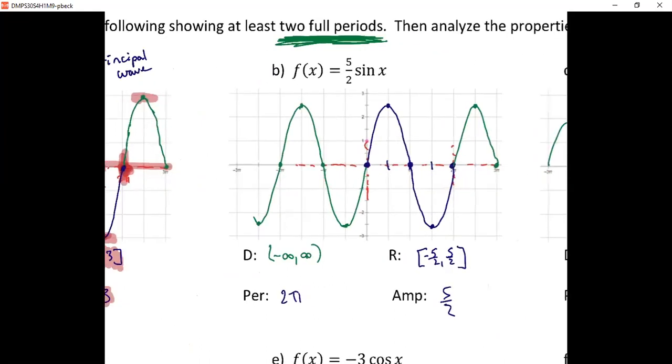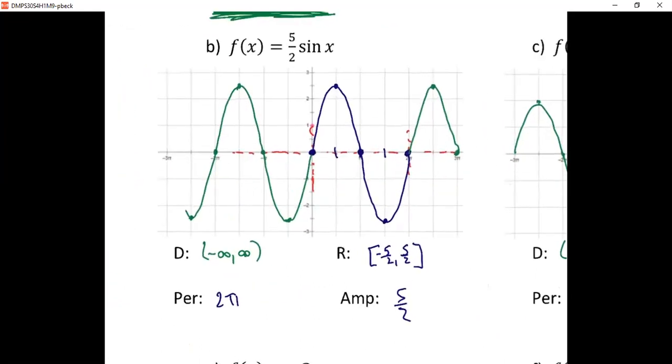Moving right along, and we're going to do this one a little bit more efficiently. Again, the first thing we're going to look for is the equilibrium. And we can tell there's nothing added on here, so the equilibrium is going to be y equals 0. Then we figure out our beginning. Now, we don't know what affects the period yet, so the period is still 2 pi. So it goes from 0 to 2 pi.